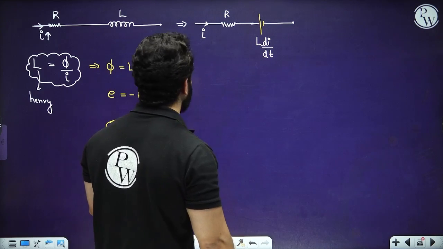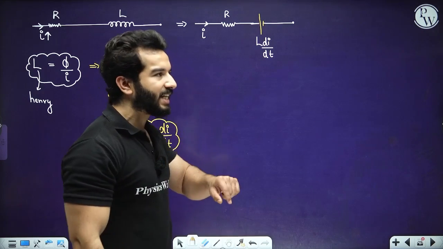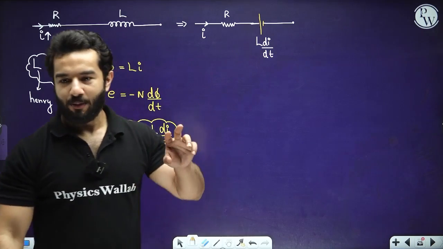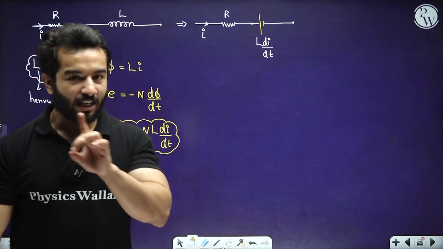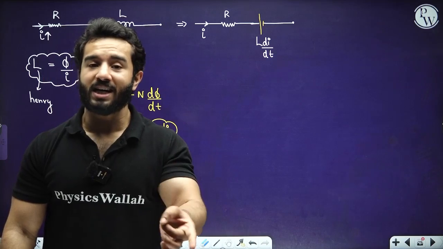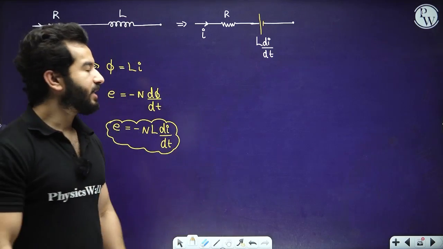Right? In another case, let's suppose that current is decreasing, so the polarity will get reversed. It will try to increase that current. It does not oppose the current, it opposes the rate of change in current, right?